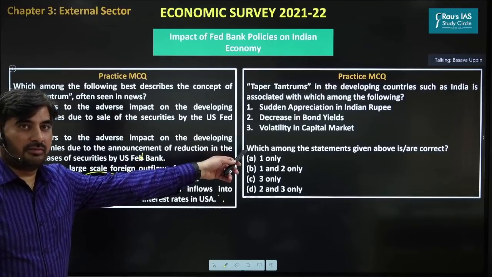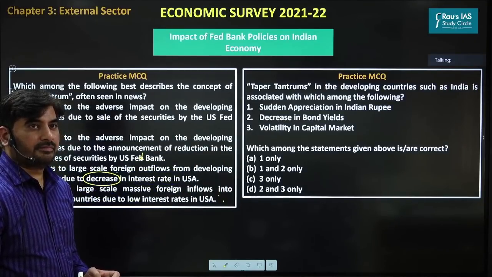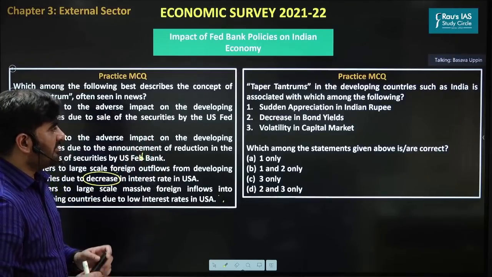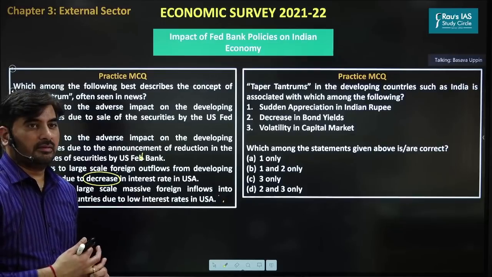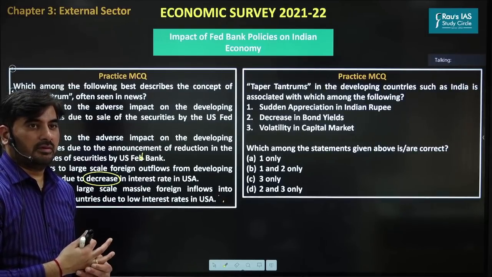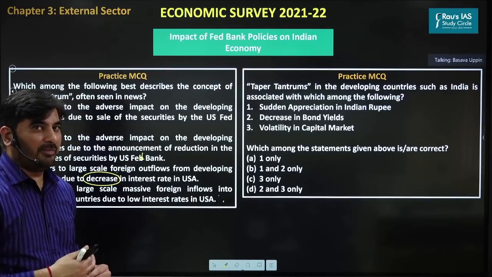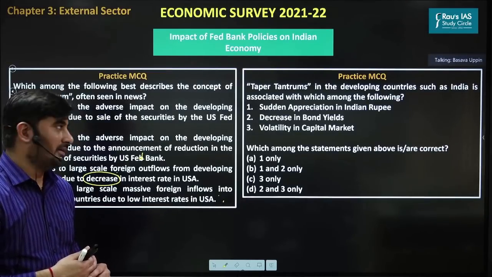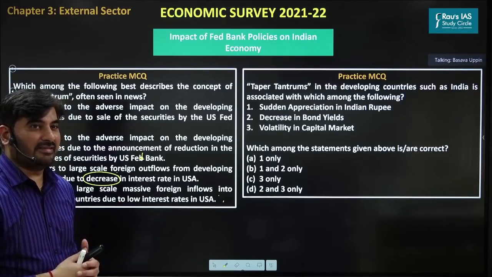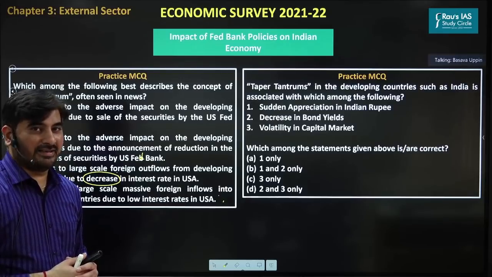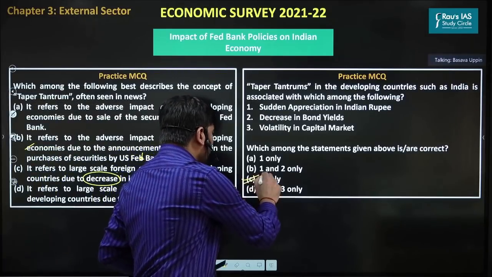Look at the next practice question. What do you think is the answer? Taper tantrums in the developing countries such as India is associated with which among the following? Sudden appreciation in Indian rupee? No. The rupee value will depreciate. Decrease in bond yields? Will the bond yields decrease? No. Bond yields will increase. Volatility in capital market? Yes. Because of large inflows and outflows. So the right answer here should be C.